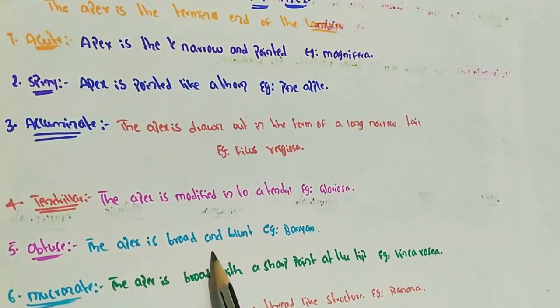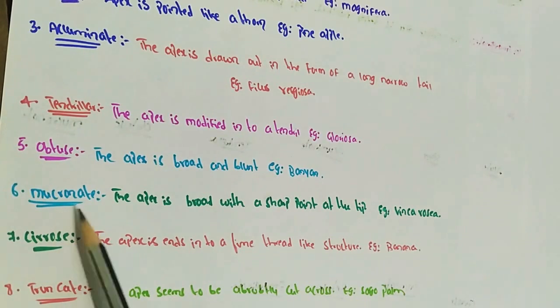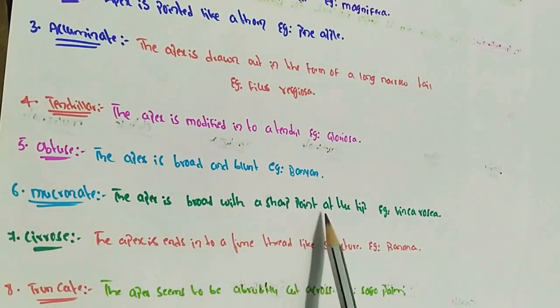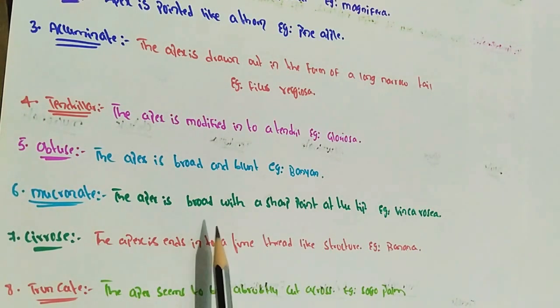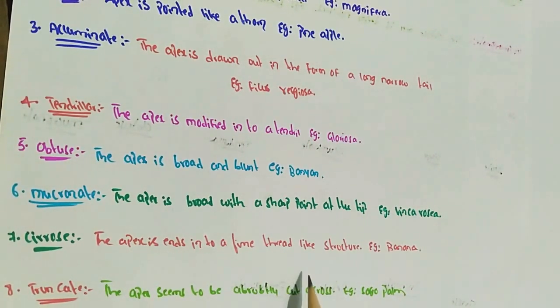Fifth type, obtuse. The apex is broad and blunt. Here the apex of a leaf is broad and blunt, not having a sharp edge. Example, banyan. Sixth type, mucronate. The apex is broad with a sharp point at the tip. Example, vinca rosea. Seventh type, cirrhose. The apex ends in a fine thread-like structure.